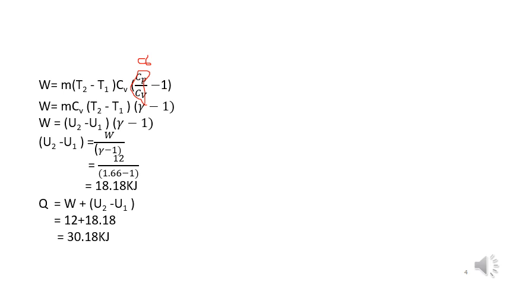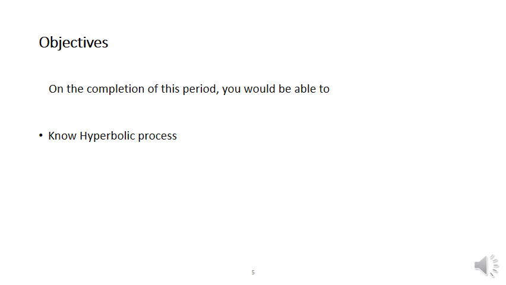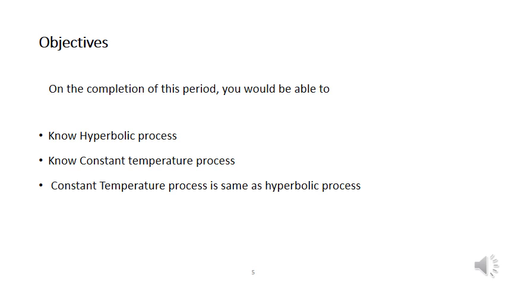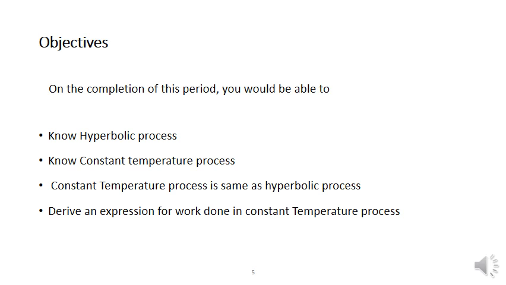So today, on the completion of this period you will be able to know what is the hyperbolic process, the constant temperature process, which is the same as the hyperbolic process, and the expression for the work done in the constant temperature process. In the next class, we will discuss the problems related to the isothermal process. So first, what is a hyperbolic process? The hyperbolic, and this constant temperature process is also called an isothermal process.